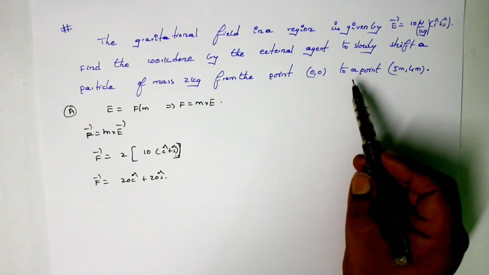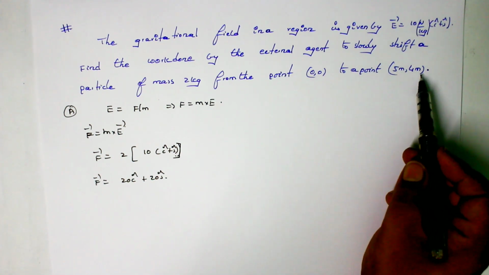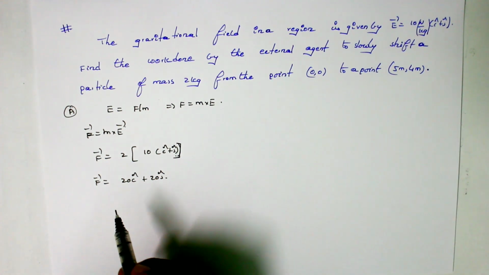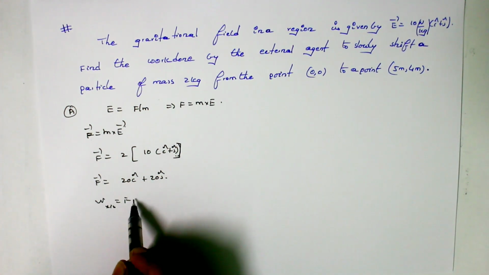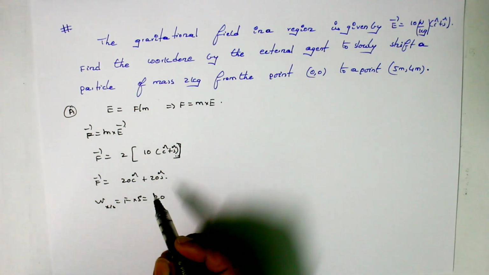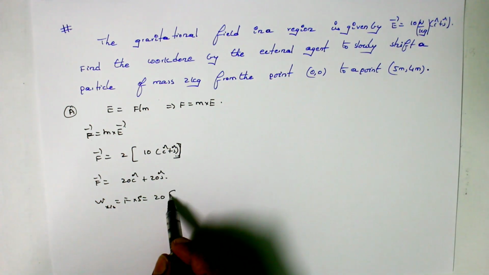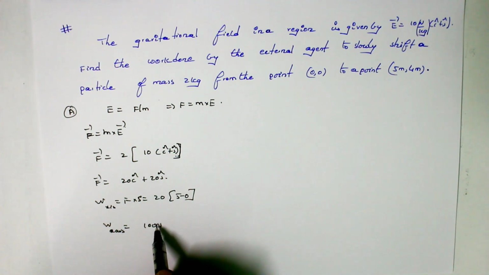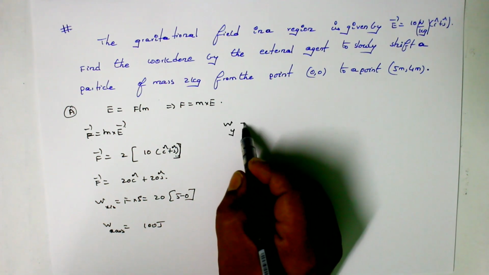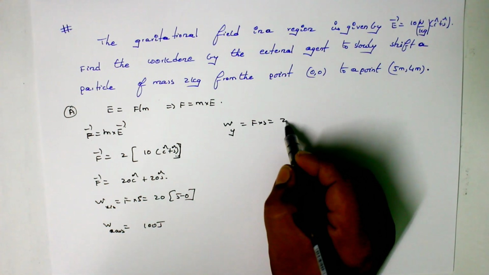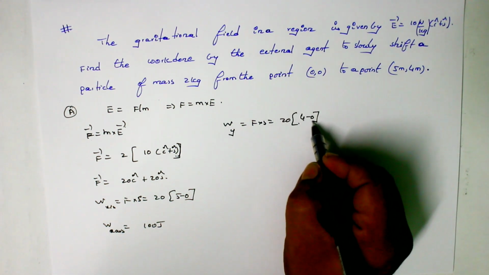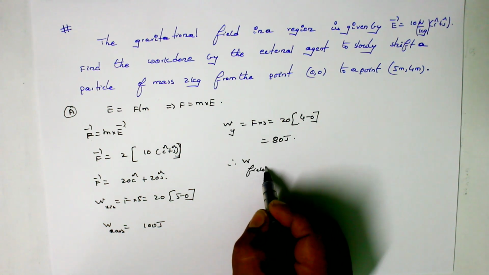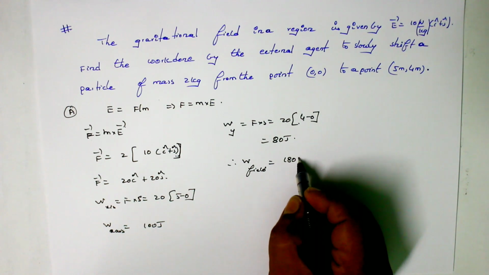We are supposed to shift this particle from (0, 0) to (5, 4), so along the x-axis some work will be done, and along the y-axis also some work will be done. Work done along the x-axis is force into displacement: force is 20 and displacement along the x-axis is 5 minus 0, so the work done along the x-axis is 100 joules. Similarly, work done along the y-axis is force 20 into displacement 4 minus 0, which is 80 joules. Therefore the total work done by the gravitational field is 100 plus 80, which is 180 joules.